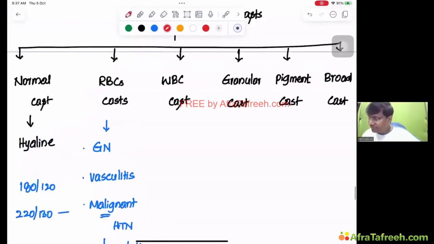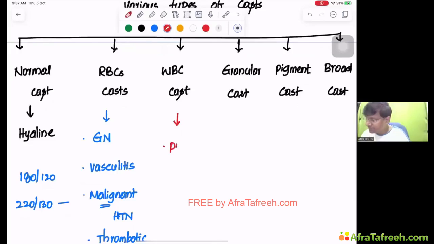Now, you take WBC cast. That means the proteins are aggregating with the WBCs. So can anyone tell me, please, what are the conditions where you will have WBC cast? You should answer this because this is not a difficult one. Very good. So that means there should be some infections. So what will be those infections?